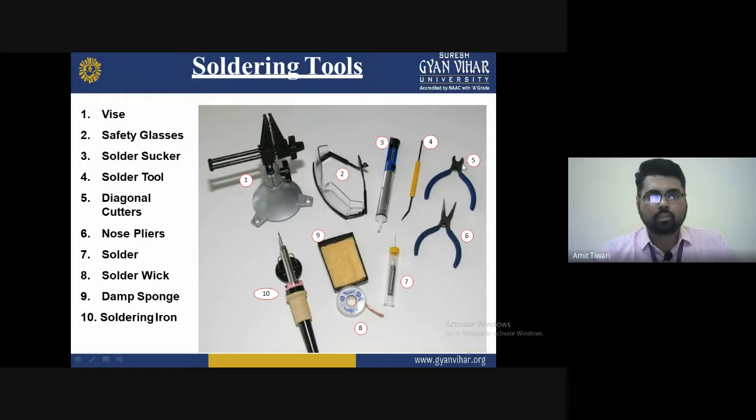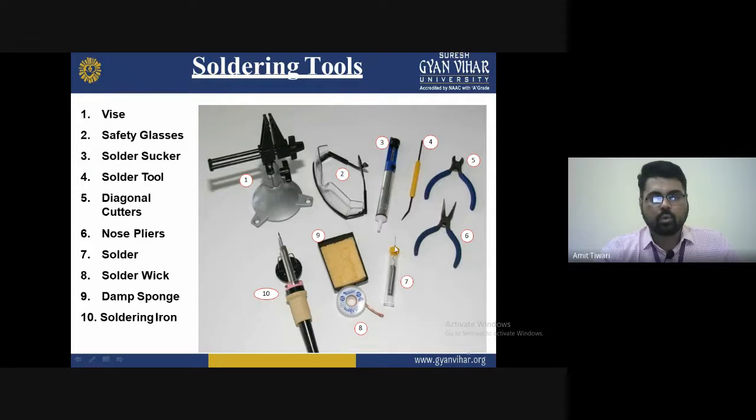Third one, you can see solder sucker. These are the solder sucker. Fourth is solder tool. Fifth is diagonal cutter. These are diagonal cutters. If you want to cut after soldering, you just use the diagonal cutter. Sixth one is nose peeler. If you want to cut the nose section of the filler material, you can cut easily. Why this? Because of the sharpness, it is very easy to cut with the nose peeler.